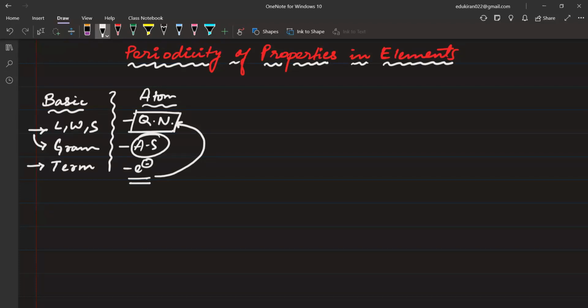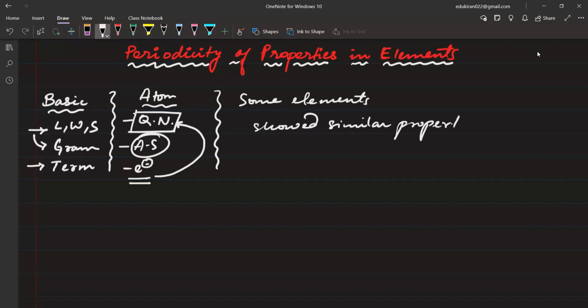Now, once you are done with this, on the basis of these electrons, our modern periodic table has been arranged. But there were many attempts at a periodic table, and those periodic tables were made because some elements showed similar properties, and that is why people attempted to make a table for them.